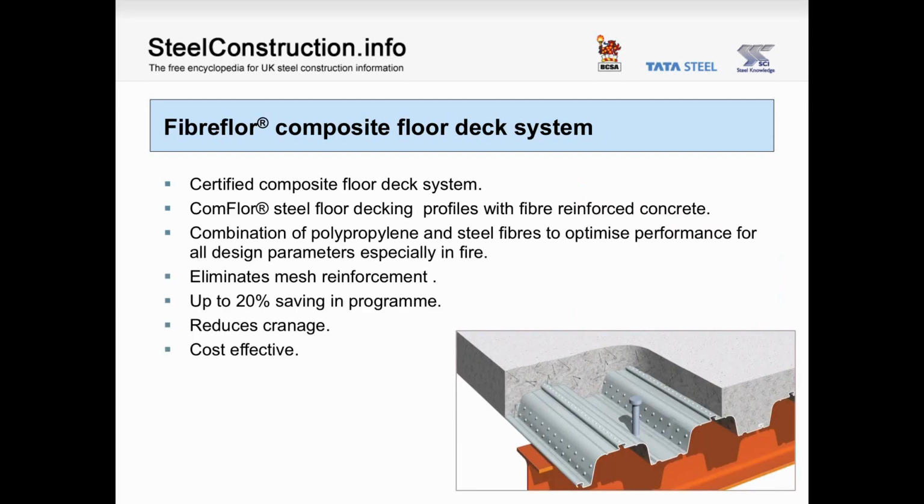A more recent option for composite floor construction is the Fibreflor system. It combines standard Comfloor metal decking with a combination of polypropylene and steel fibres to eliminate mesh reinforcement. Whilst not applicable on all projects, it can be cost effective and save up to 20% on the programme by eliminating the handling and placing of mesh.